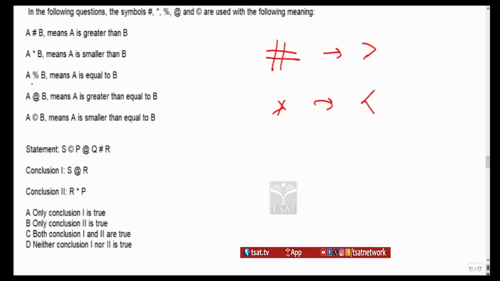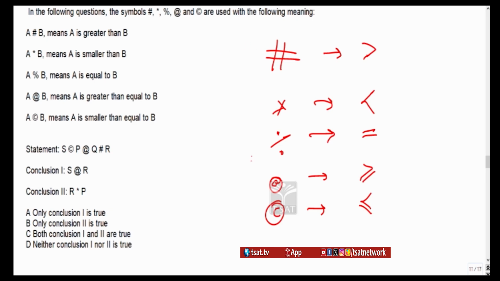In the same way, percent means A is equal to B. Whenever you have this symbol percent, this symbol indicates equal. The other one is the at-the-rate symbol. So at the rate means A is greater than or equal to B. Finally, this symbol represents smaller than or equal to B. So directly these are the symbols. The symbols represent greater than or less than. So these are all the directions that are given.